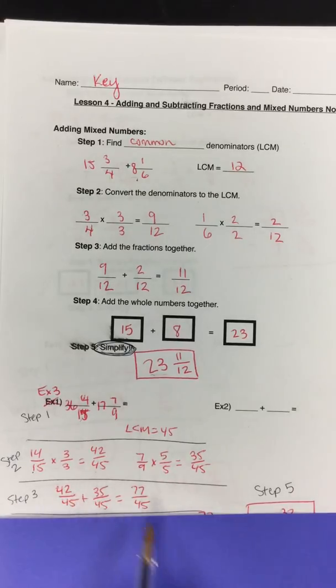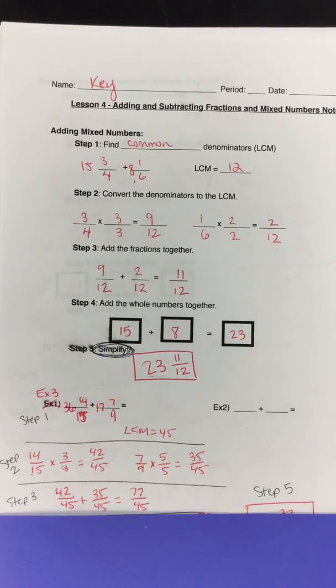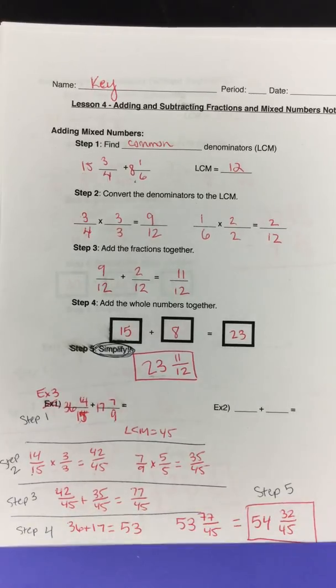Well, when you add the numerators together, you should get an answer of 77/45. Now, we know that that's an improper fraction, but we don't have to simplify it yet. We'll move on to step 4, and step 4 is going to be to add the whole numbers.